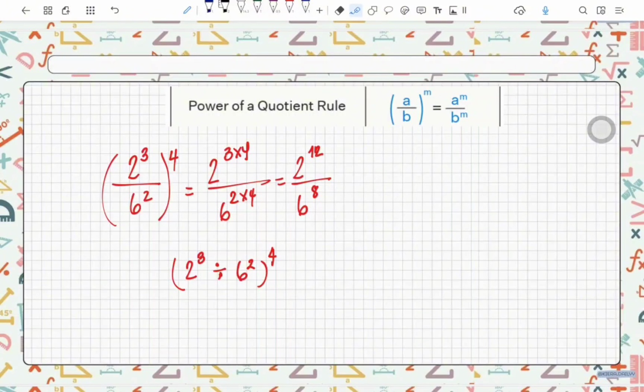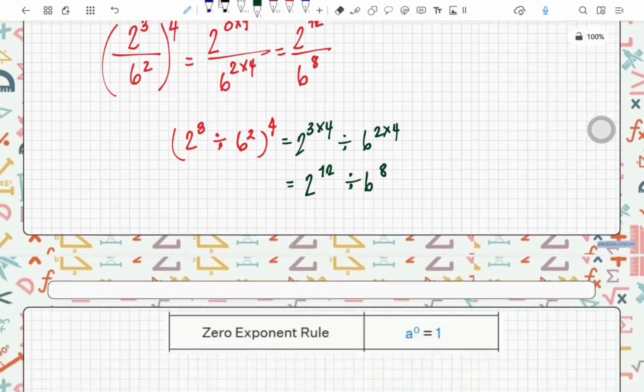We are just going to distribute it. So this will become 2 to the third power times 4 divided by 6 to the second power times 4. Similarly, this will become 2 to the 12th power divided by 6 to the 8th power. So that's the power of a quotient rule.